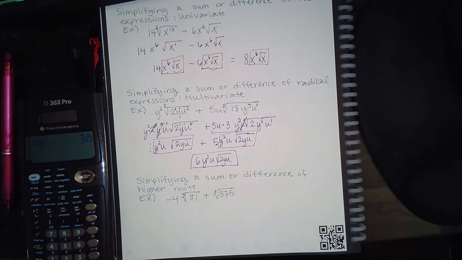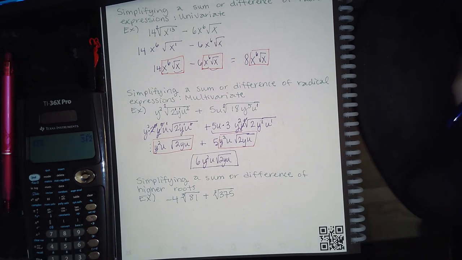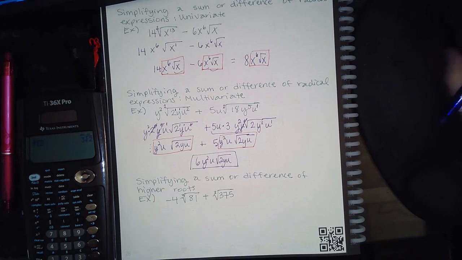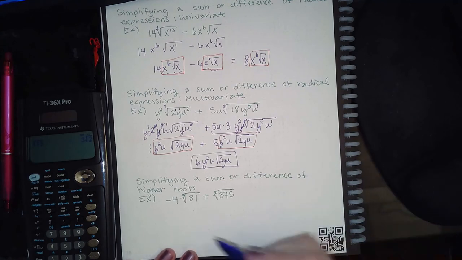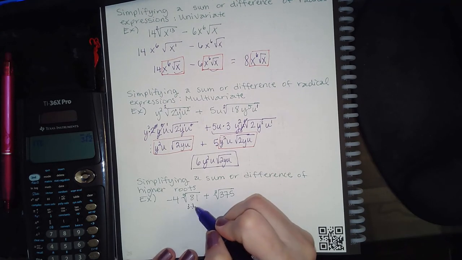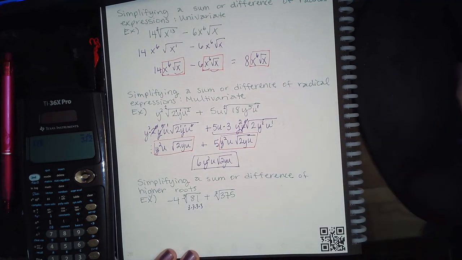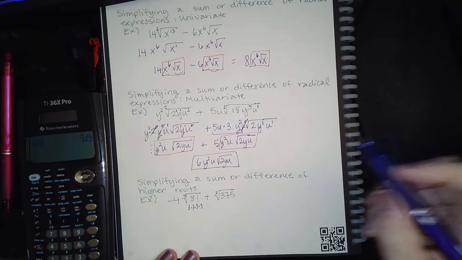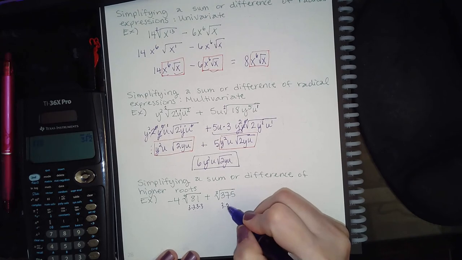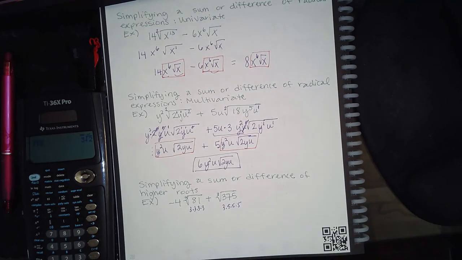Okay, same process goes to higher roots, okay? It's just with the higher roots, we have to do prime factorization, right? Because we can't use our calculator here. So if I go into my chart, and I figure out the prime factorization for 81, I get 3 times 3 times 3 times 3. If I go to my chart and I look for 375, I'm going to get 3 times 5 times 5 times 5. So let's rewrite this whole thing in its exponent form.